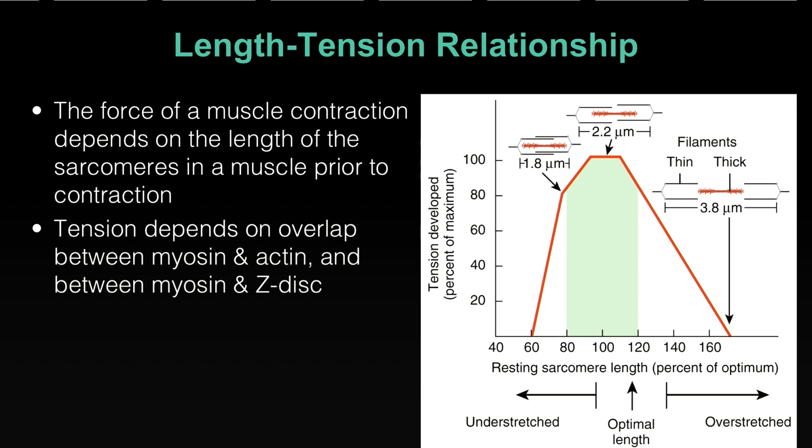Why is that? Why can you generate a lot of force in the middle? The amount of tension you can generate, first and foremost, depends on the amount of overlap, the number of cross bridges that can be created. One myosin molecule exerts a certain small amount of force. Two of them will create twice that amount of force. 10 of them create 10 times the amount of force. The more cross bridges you can engage, the more force you can generate.